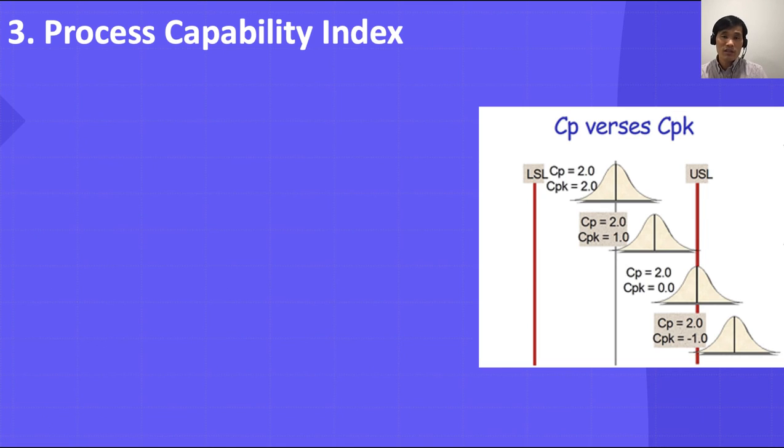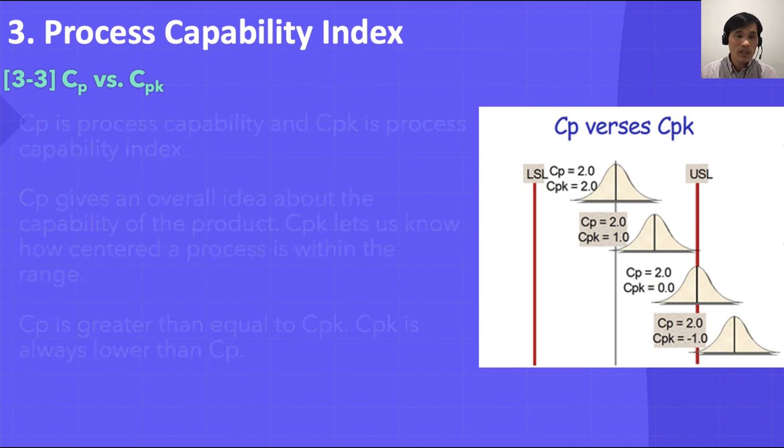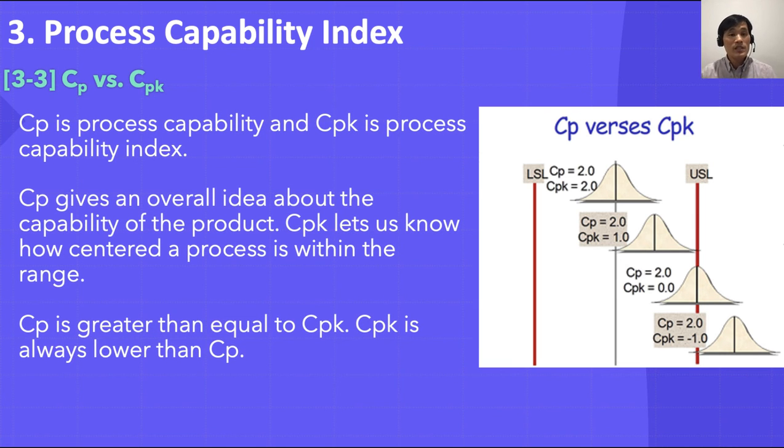Now let's take a look at the relationship between Cp and Cpk. Again, Cp is process capability and Cpk is process capability index. Cp gives an overall idea about the capability of the product. Cpk lets us know how centered the process is within the range. Cp is usually greater than or equal to Cpk, and Cpk is usually lower than Cp. And if you look at Cp 2.0 and Cpk 2.0, that's a very good process. It's centered, and Cp is capable, that we can see.